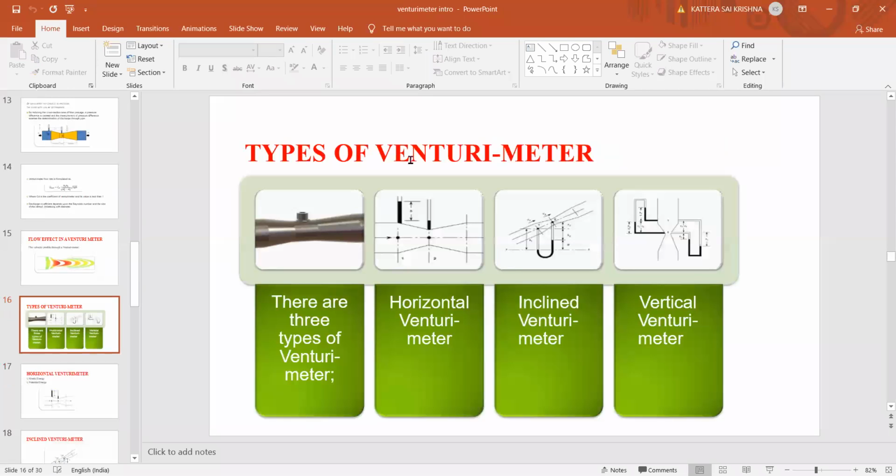Next, now we'll go for the types of venturimeter. So we have 3 types: horizontal venturimeter, inclined venturimeter, and vertical venturimeter. Horizontal, inclined, and vertical. Concept will be same here. We'll connect a U-tube manometer here like this. One U-shaped tube will be there. In that one black fluid you can see there, no? That is your manometric fluid. Mostly it will be mercury.